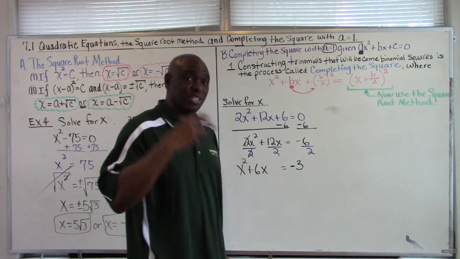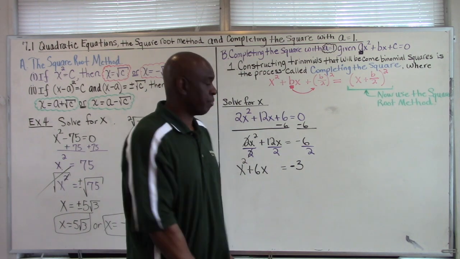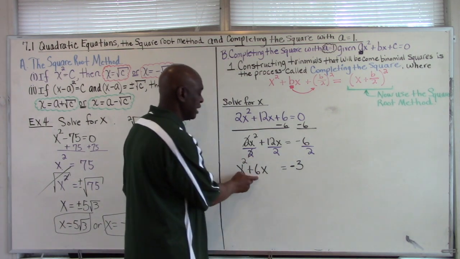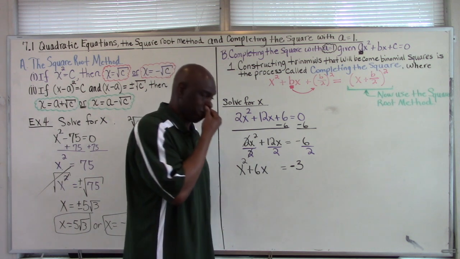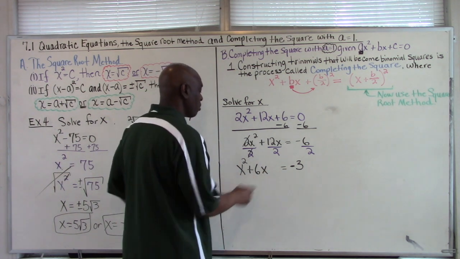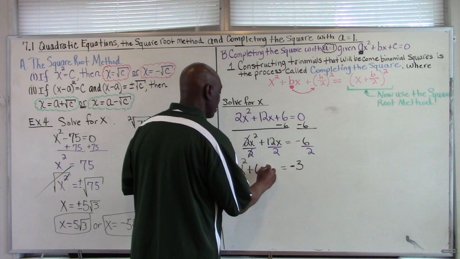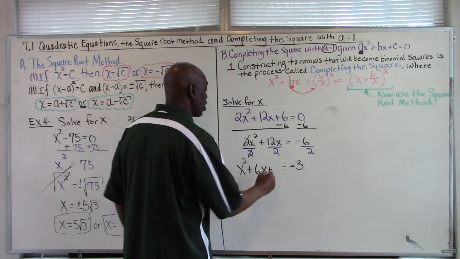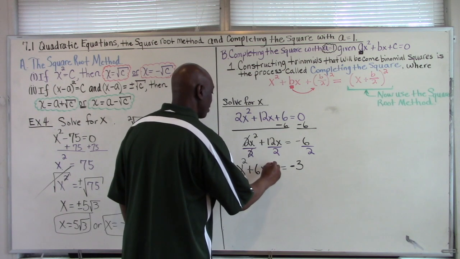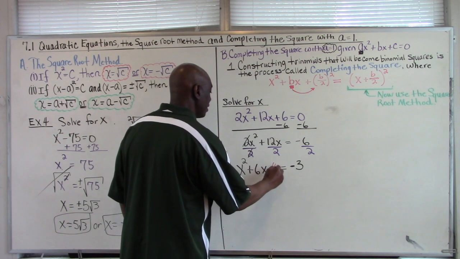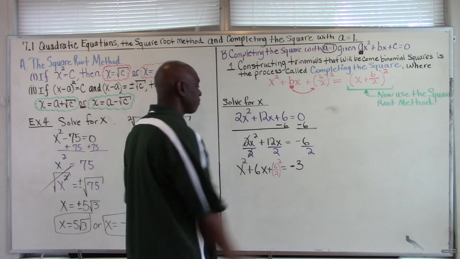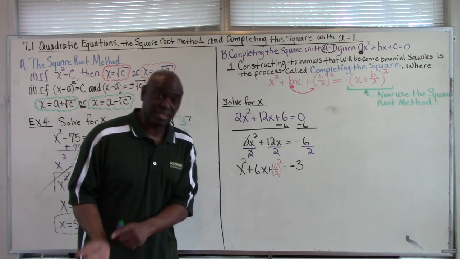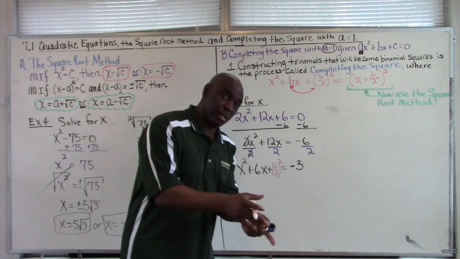And so we take the coefficient of the linear term. The coefficient of the linear term is 6, right? And so what goes right here is plus, here we go, we take that coefficient, which is 6, take half of it, and square it. And what you do for one side, you must do for the what? Other side.